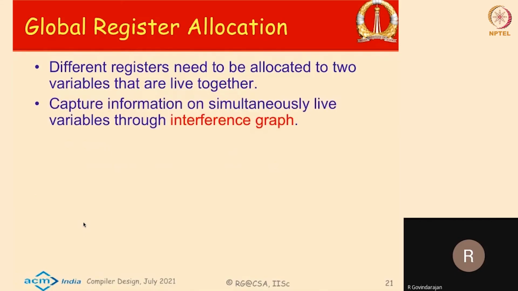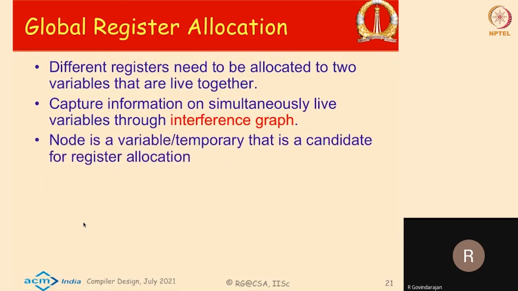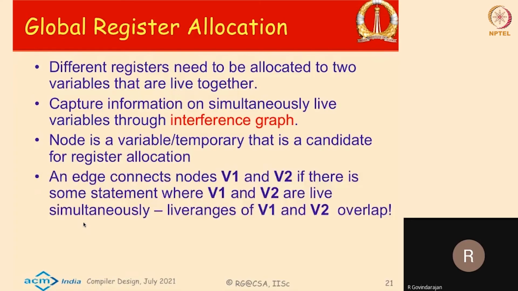So this information of whether two variables conflict with each other or not can be captured in the form of an interference graph, where the nodes of the graph represent the variables in the program, or the values, or temporaries in the program. And an edge between two nodes means that those two variables conflict with each other. So this is what we call an interference graph.